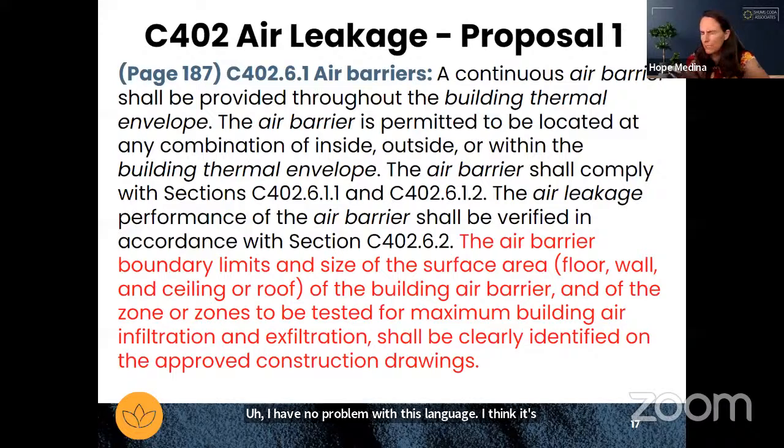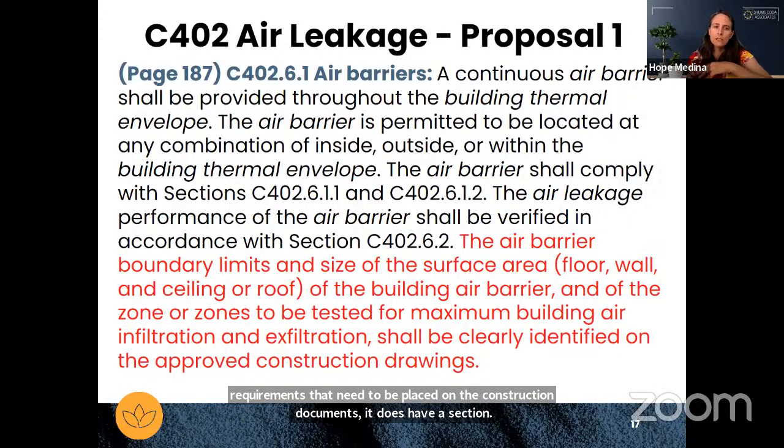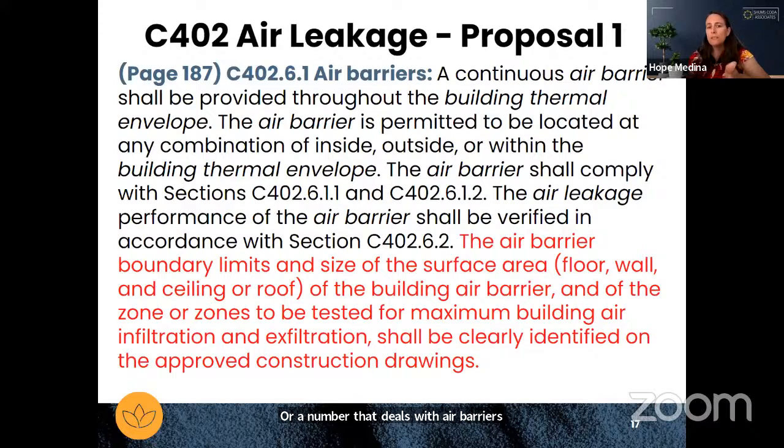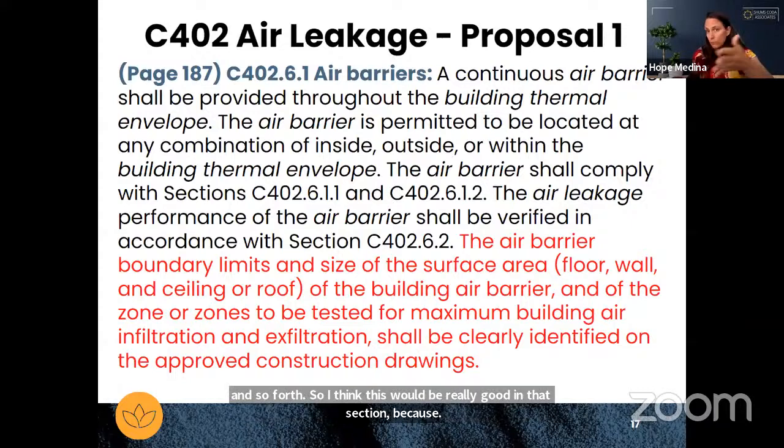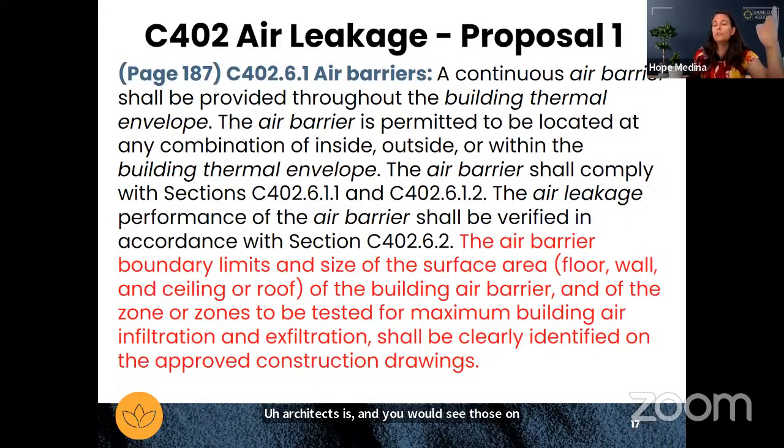If you go into what is now C-105 that talks about all the requirements that need to be placed on the construction documents, it does have a section or a number that deals with air barriers and defining it and so forth. So I think this would be really good in that section, because architects look at that section to see what are the items I need to place on plans. They're not necessarily going to look at C402.6.1 to see what type of information I need to have on the drawings themselves.